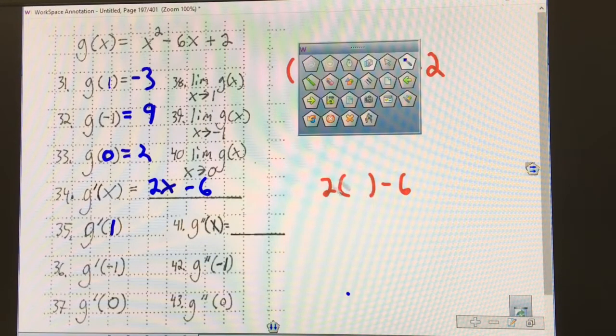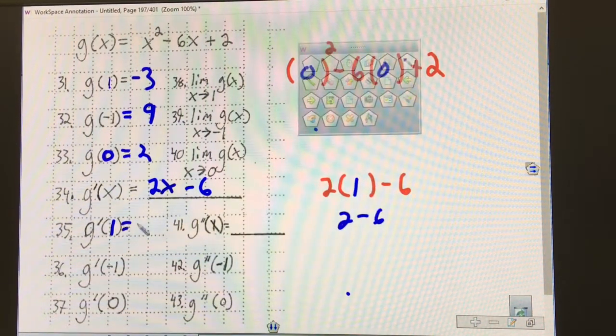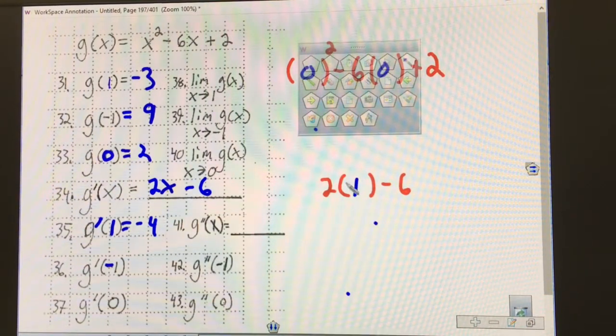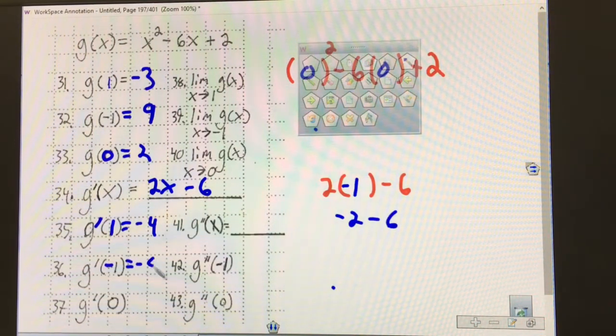And now I want to plug 1 into my derivative. So it's going to give me 2 minus 6. That's going to equal -4. That's the slope at x equals 1. This means slope. So I'm going to plug in -1 now. So let's see what happens when I plug in -1. So that's going to be -2 minus 6. So the slope here is going to equal -8.